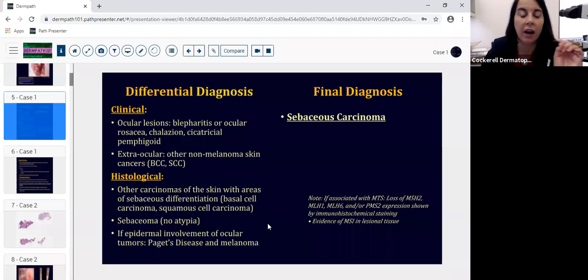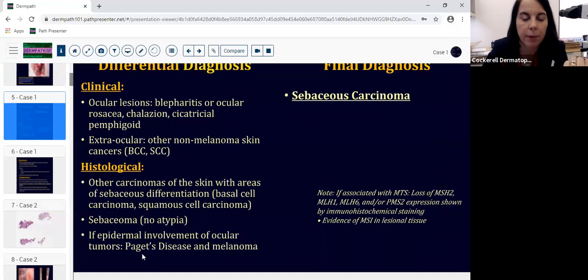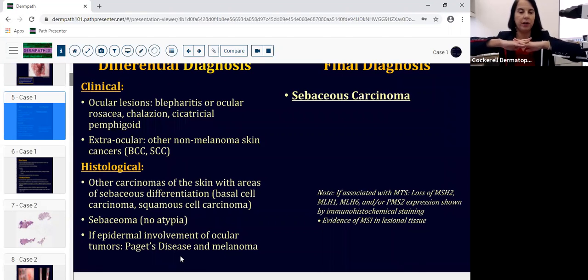There was one area on the other slide, I don't know if you looked at the slides beforehand, where there were a couple of pagetoid cells where you saw the lesion exhibiting Paget's-like changes. But the differential for these tumors does include Paget's disease and melanoma if you only have the surface of the lesion. So you have to be very careful. You may need to stain it.